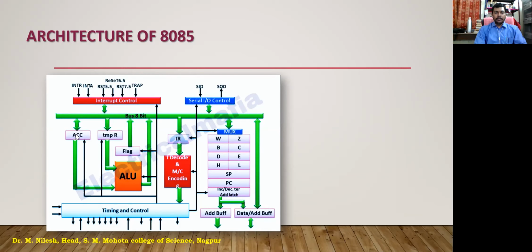So whenever we are going to add some data, one data is expected to be in the accumulator. The second data can be taken from the memory, or it can be in some general purpose register. That data can be taken from there and put over here.